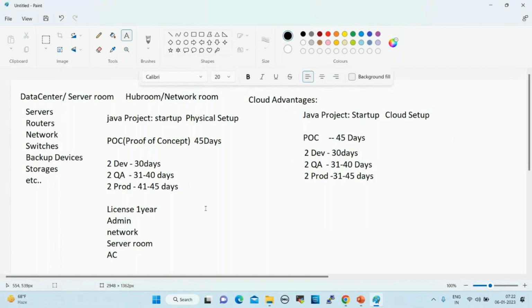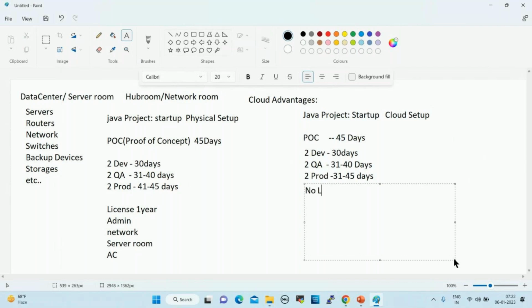These are the physical servers, these are the cloud servers, right? But what is the difference here? First thing, time saving. Very important thing, time saving, right? And also when we use cloud servers, no licensing required. No license. And no admins required. We can create as a DevOps engineer, right? So it is very easy to create servers in cloud. And no network required. Cloud vendor will take care. AWS will take care, Azure will take care, and Google Cloud will take care, right?